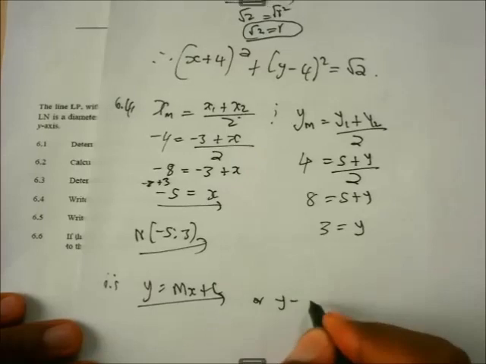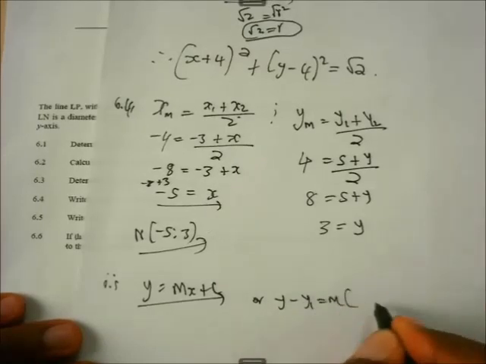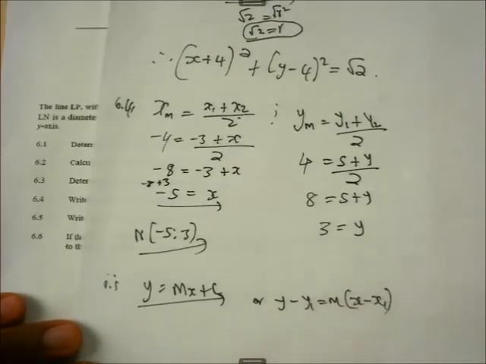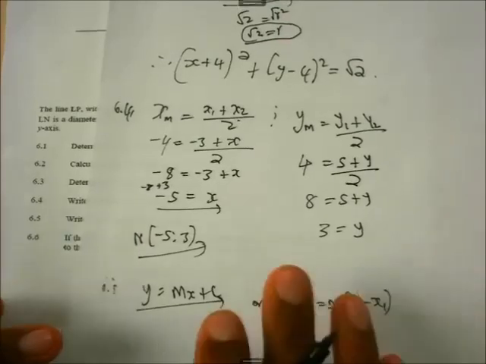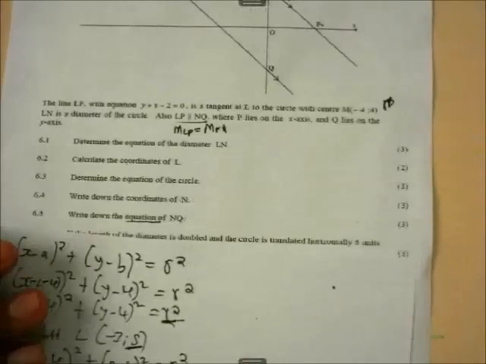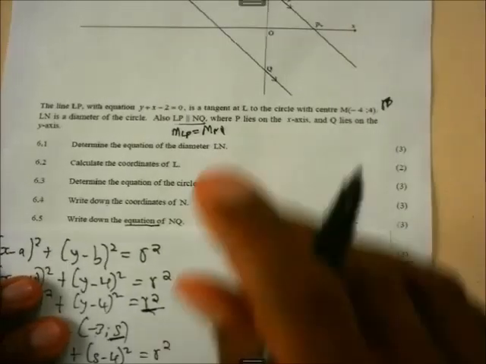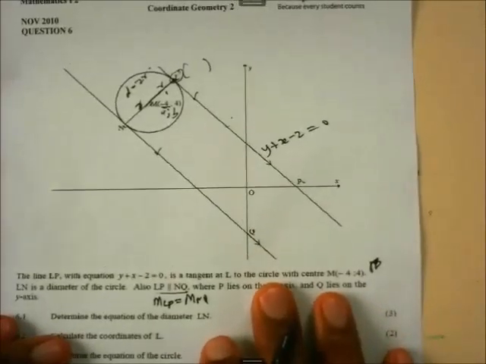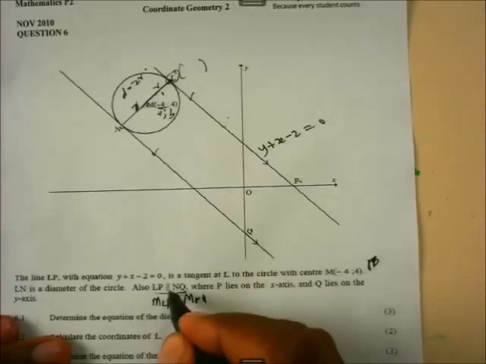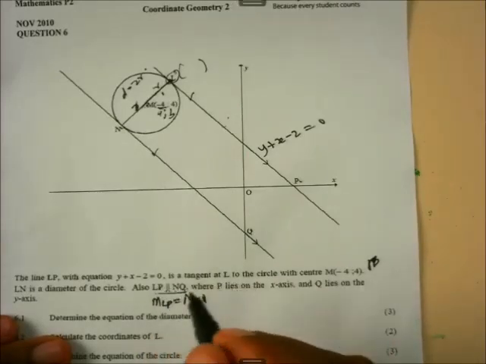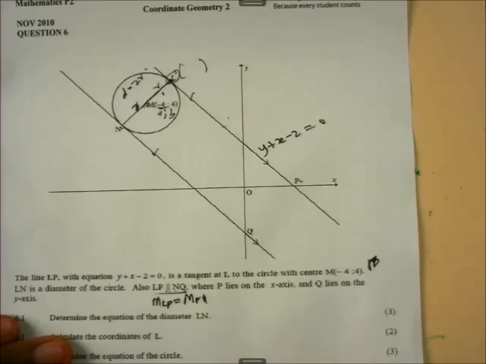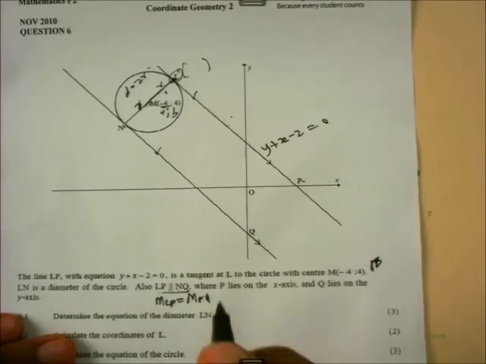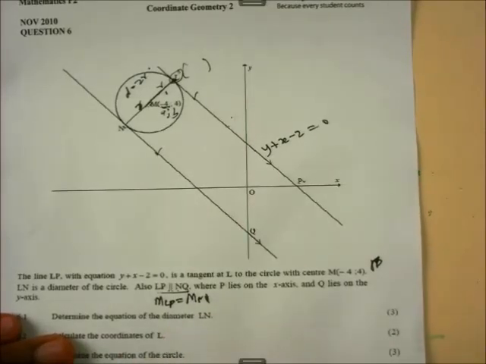Or y minus y1 is equals to m into x minus x1, whereby now we say m is what? M is our gradient. Good. Now, boys and girls, when you look at this one, our NQ, they said something about the 2. LP is parallel to NQ. That is why it's very important now to read the statement and underline the important information. It is very, very important.